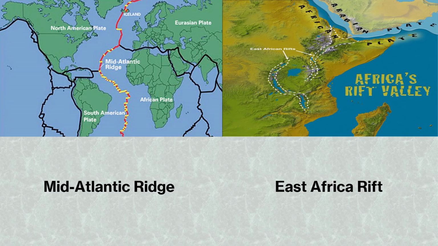Here are the two primary examples of divergent boundaries: the Mid-Atlantic Ridge and the East Africa Rift Valley, where plates are noticeably diverging from each other, creating new mantle with the cooling down of the erupting lava.